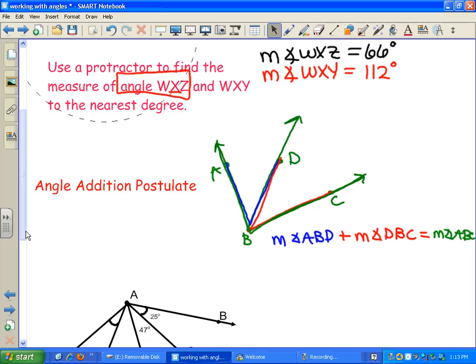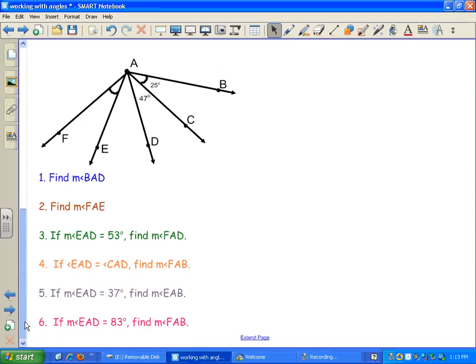What the angle addition postulate says is that you can take parts of a whole, and when you add them together, you get the entire angle. So let's take a look at this. I want you to practice using the angle addition postulate, then pause the video, come back, and we'll see how you did.